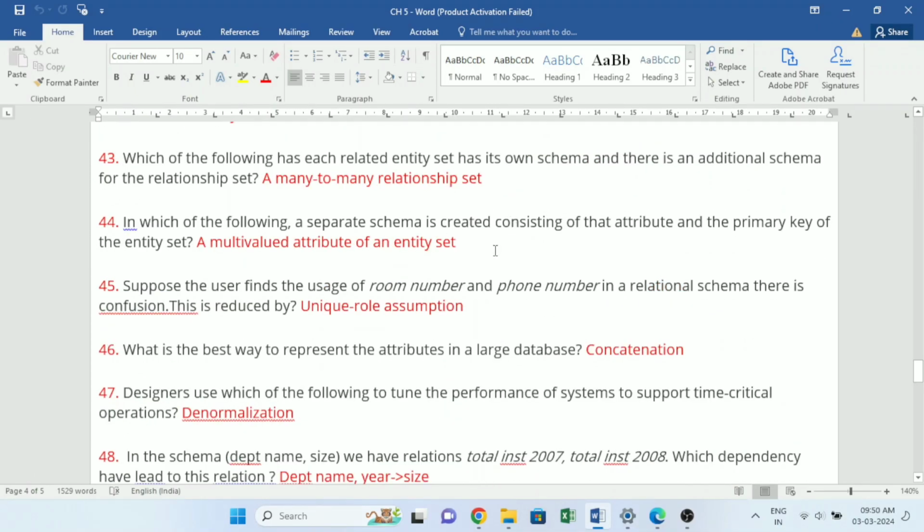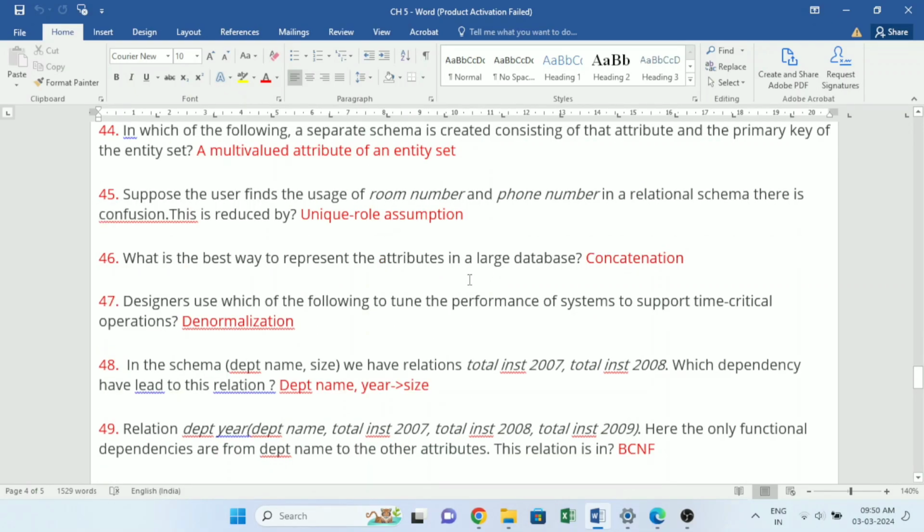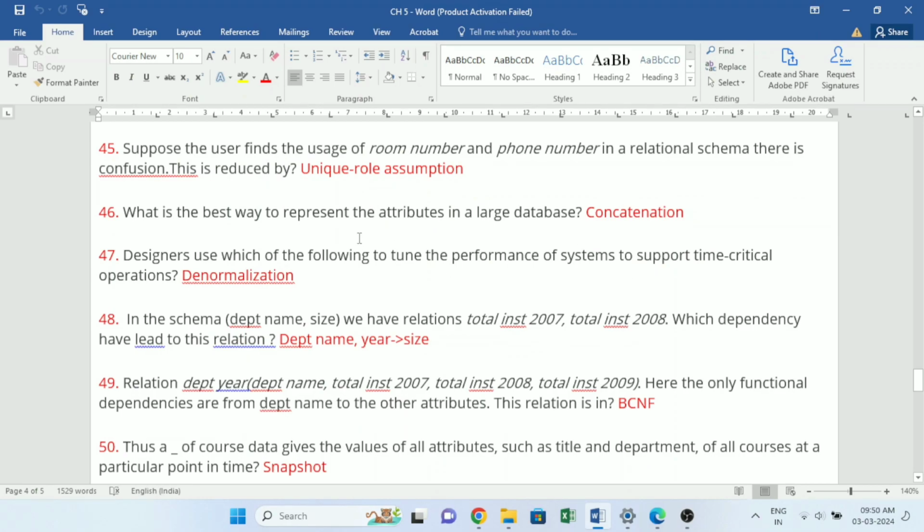44. In which of the following, a separate schema is created consisting of that attribute and the primary key of the entity set? A multivalued attribute of an entity set. 45. Suppose the user finds the usage of room number and phone number in a relational schema. There is confusion. This is reduced by unique role assumption. 46. What is the best way to represent the attributes in a large database?